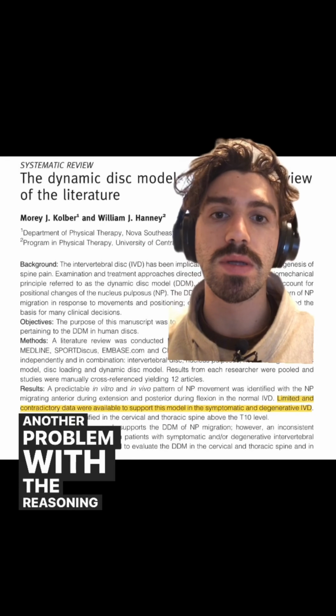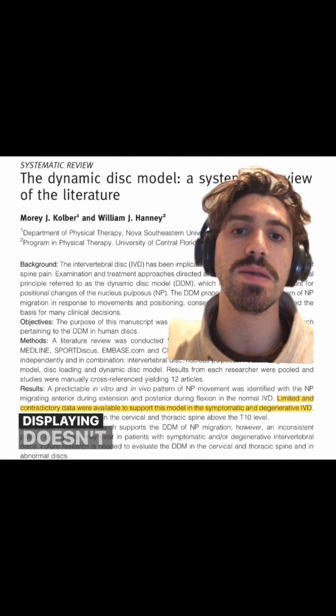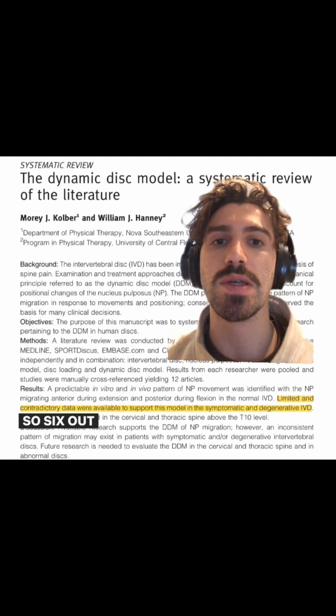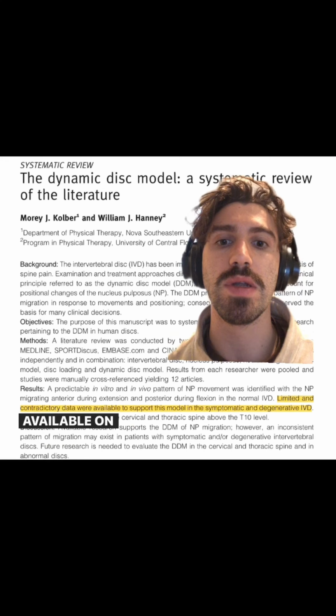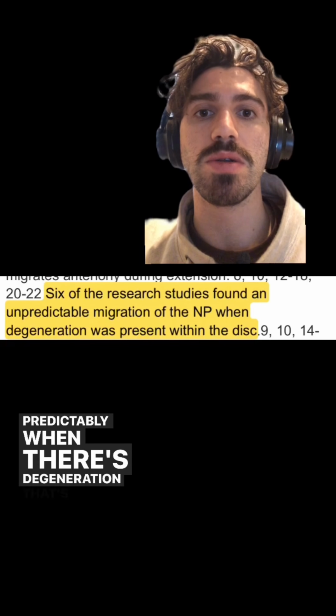Another problem with the reasoning that Aaron is displaying here is that we know that the dynamic disc model that he's displaying doesn't seem to apply when there's damage to the disc, which is extremely common. So 6 out of the 13 studies that we have available on this show that the disc does not behave predictably when there's degeneration present.